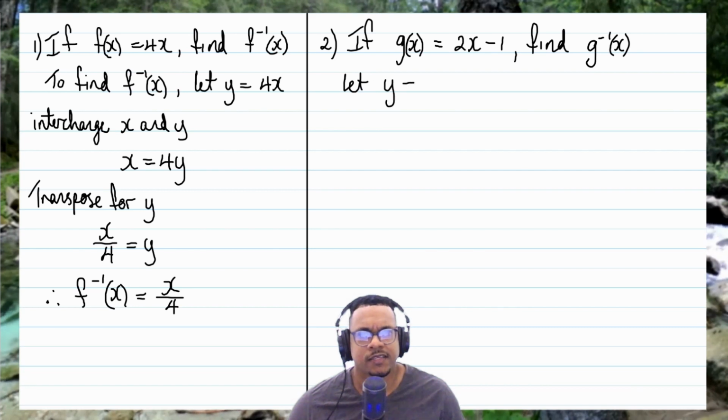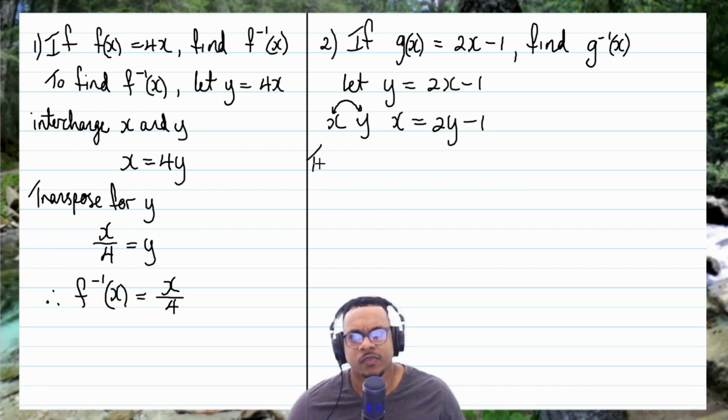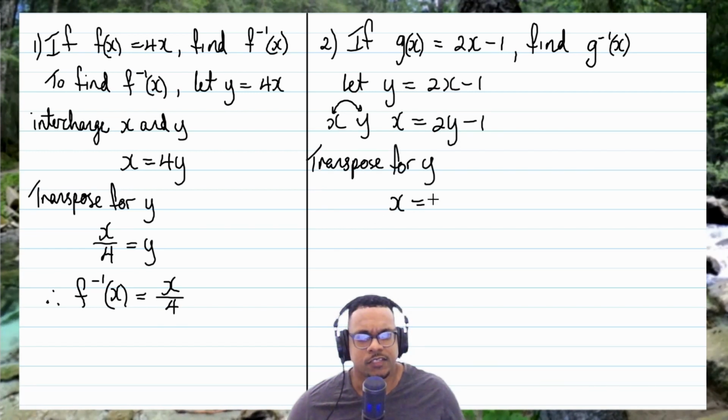So we're going to let y equal 2x take away 1. And this little symbol here will stand for interchanging x and y. So where I have y, I'm going to put x, and where I have x, I'll put y. Then we'll transpose for y. So I have x is equal to 2y take away 1. I want to make y the subject of the formula. So first I'll transfer this negative 1 across the equal sign, and the sign in front of it will change from negative to positive. So I'll have x plus 1 is equal to 2y.